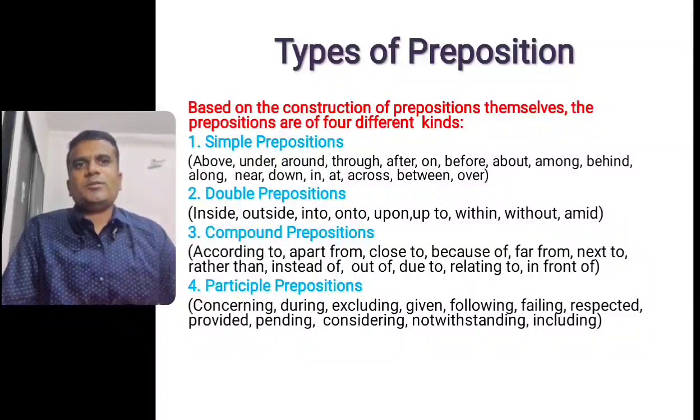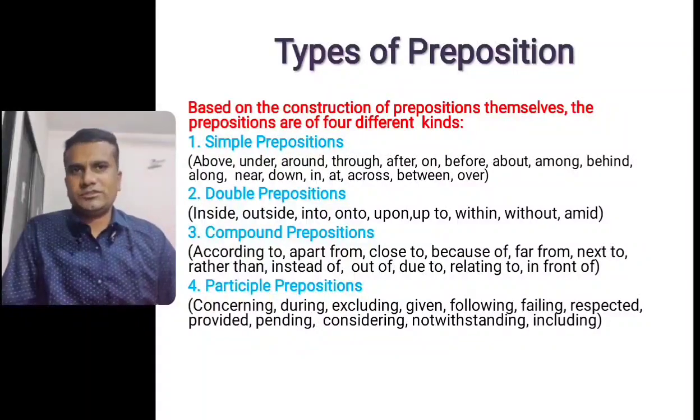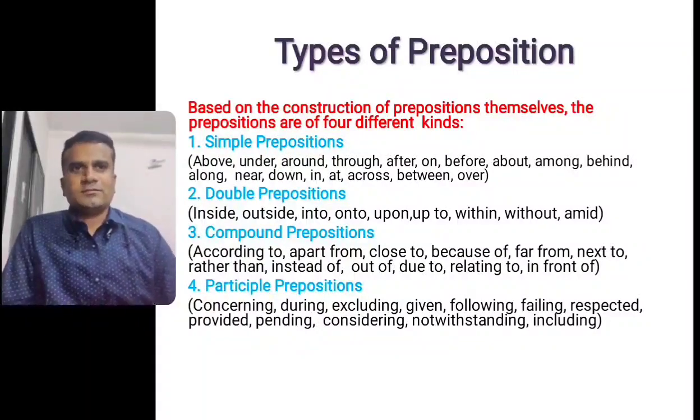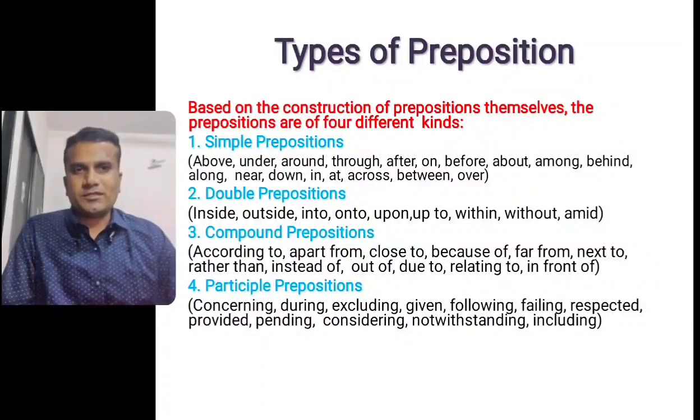Now the third type of preposition is compound prepositions. The examples of compound prepositions are according to, apart from, close to, because of, far from, next to, rather than, instead of, out of, due to, relating to, in front of. These are the compound prepositions.